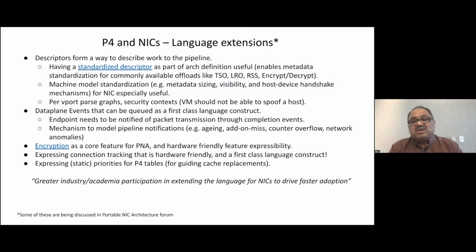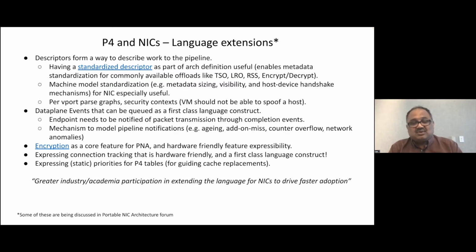We want an ability to say, if we had an add-on-miss event, where we missed a packet flow and the hardware automatically added the 3-tuple or the 5-tuple entry into a table, we want the control plane to be notified of such events. We want the control plane to be notified if there is a counter overflow event or any network anomaly that we identify as part of the processing pipeline for the packet processor.